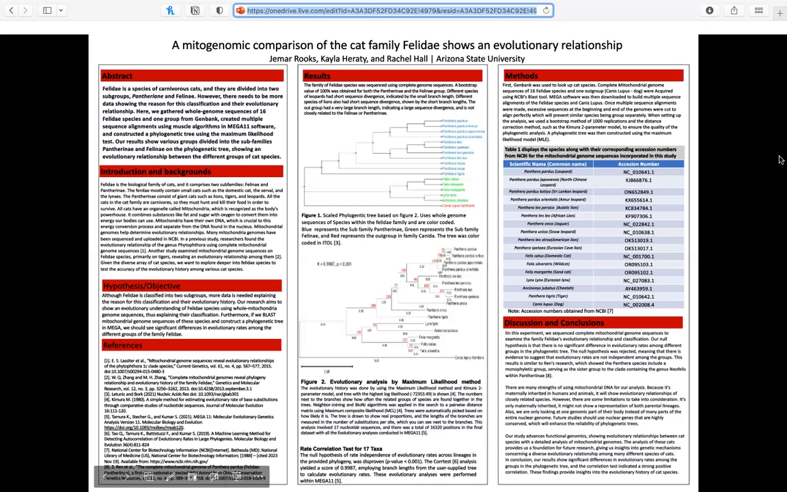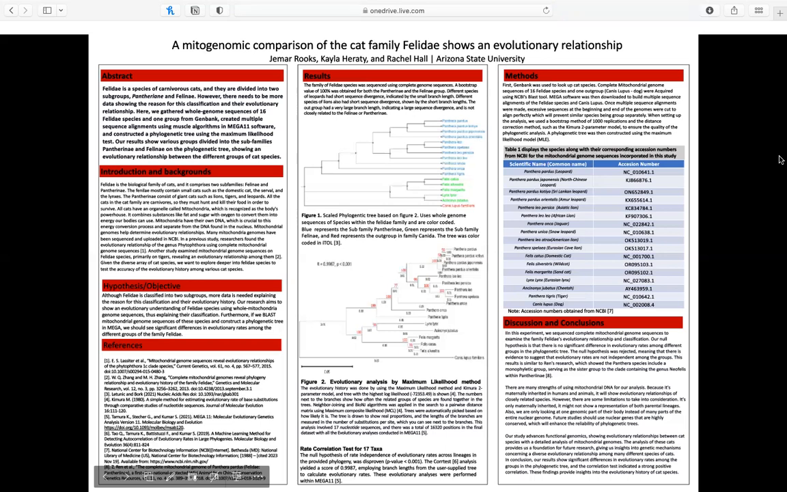All cats are carnivores and they all have mitochondria, which is an organelle commonly known as the powerhouse of a cell. Mitochondria also contain their own kind of DNA, which is critical for energy conversion, but this DNA can also be used to determine the evolutionary relationship of cats. Recent research so far has been able to demonstrate evolutionary relationships among Felidae, but we wanted to explore that further to test the accuracy of the evolutionary history among various cat species.